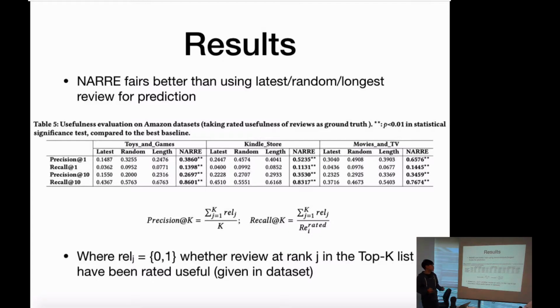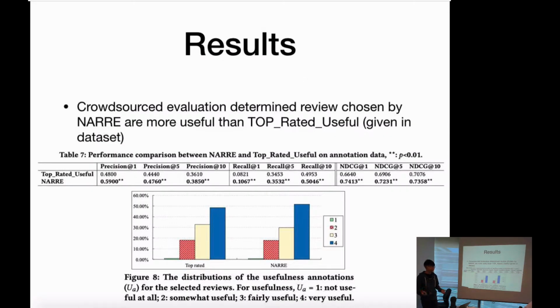So yeah, and finally, using crowdsourcing, they ask people to label: is the review good for you? There's a scale of 1 to 4, and the ones selected by Nari are highly rated to be good. So it's better than those that are top rated in the dataset. The dataset has a label called top reviews, and they have a certain helpfulness score. So Nari achieves a better result than the one in the dataset.